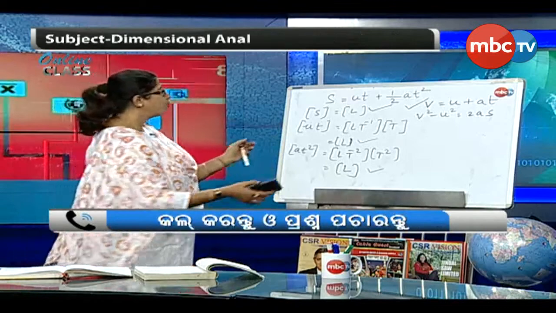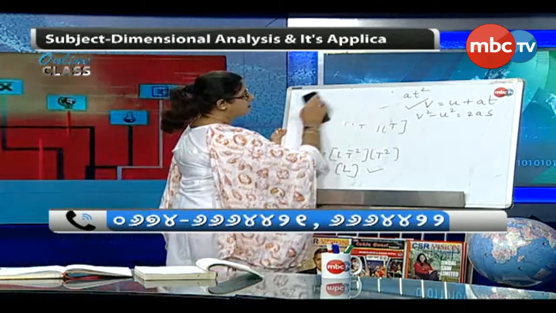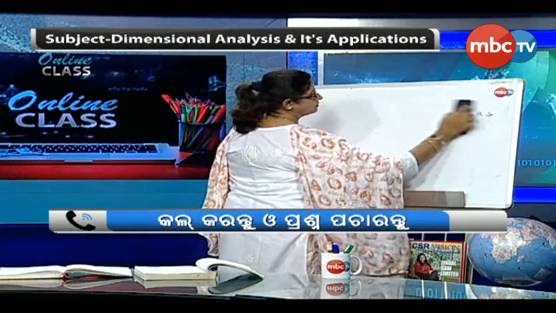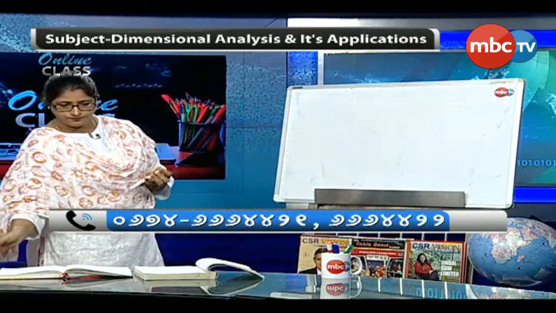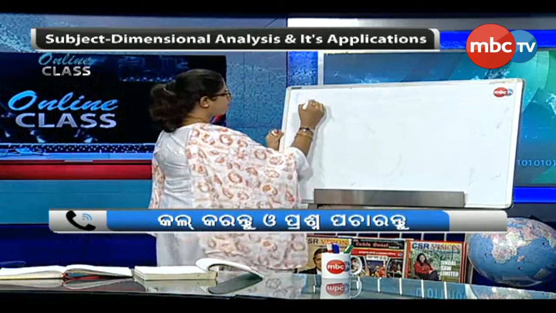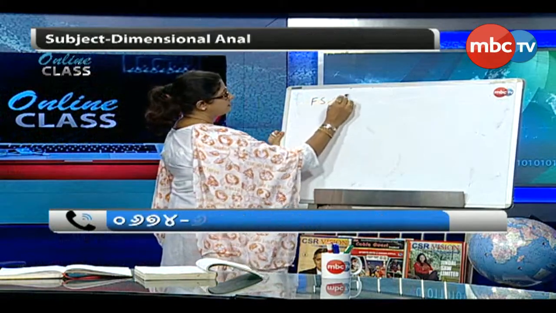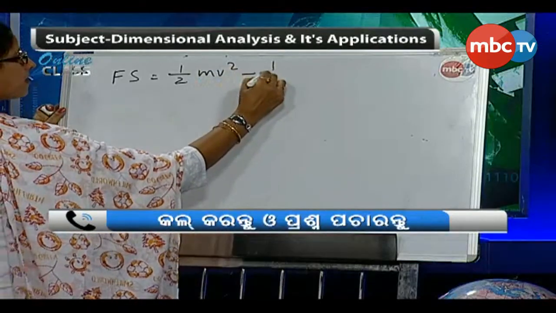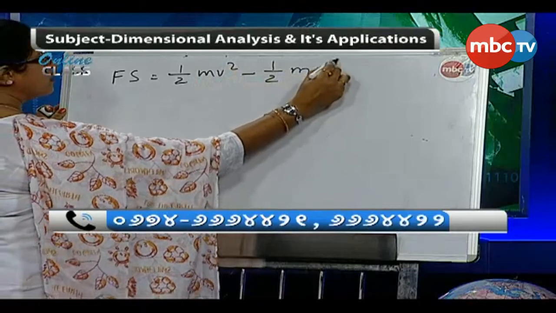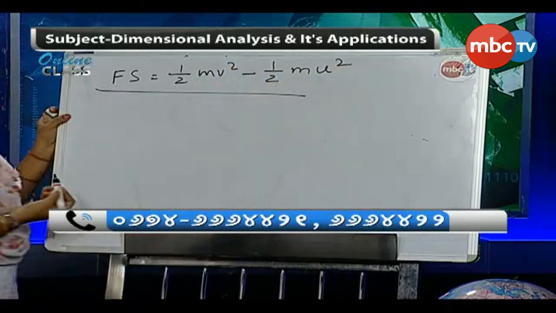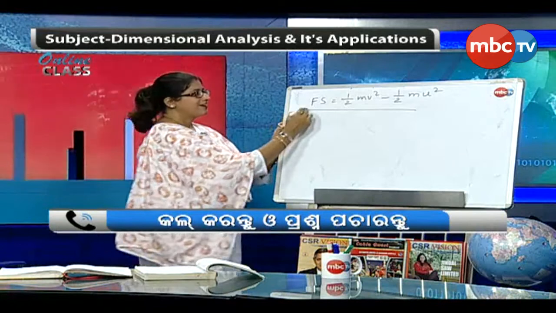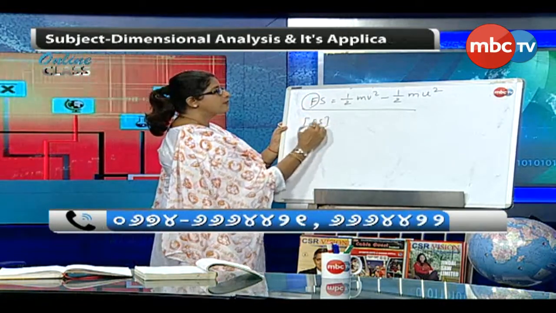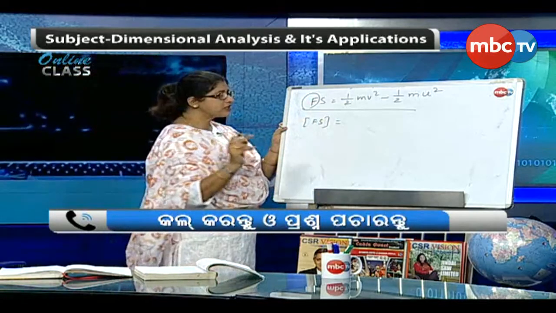Next, I will give you a few more examples, like Fs is equal to half m v square minus half m u square. Can you do it? Yes. Force times s, you have to find the dimension of each term.